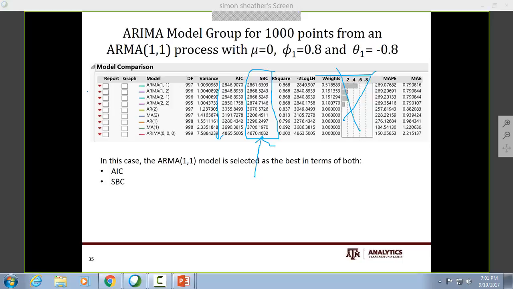And then the other thing you'll see is, notice that the first model has a much lower SPC, 2861 versus 2868. There's a jump of 7 there. So it's saying that the SPC of ARMA 1.1 is a bunch lower than that of ARMA 1.2 and ARMA 2.1. But again, this is a great experience thing.